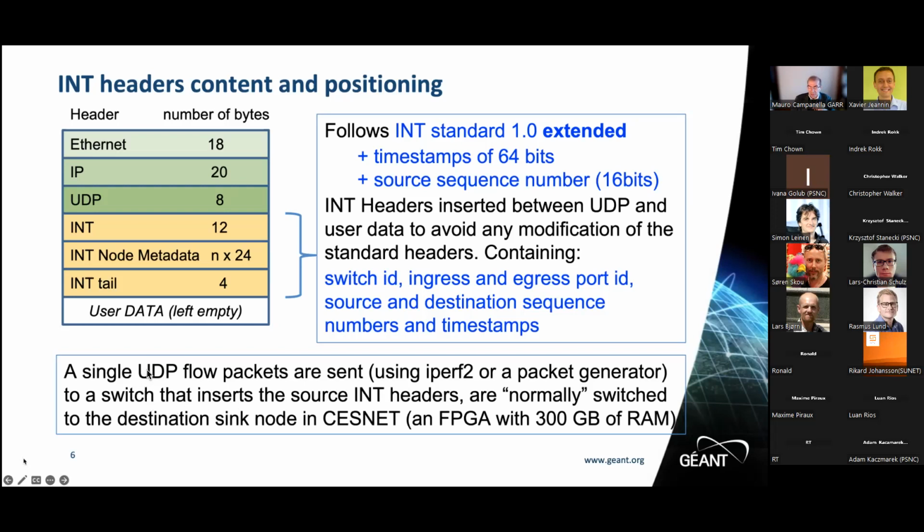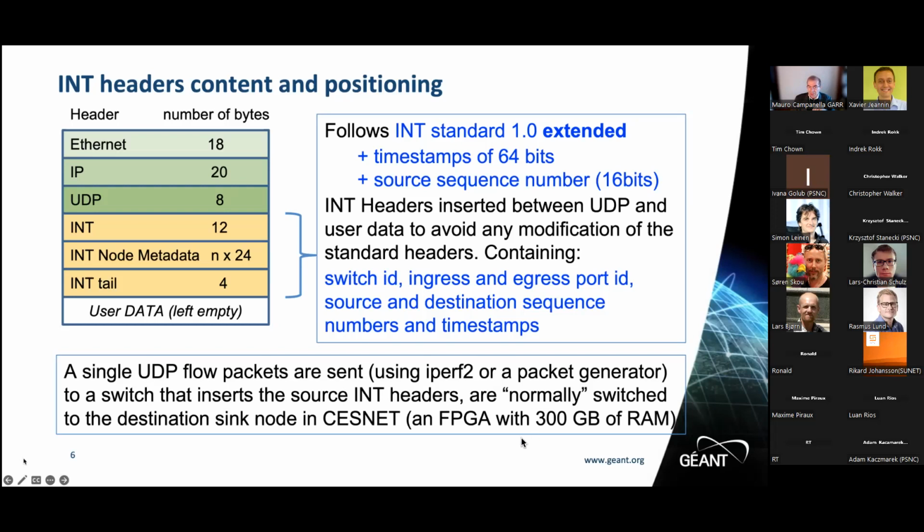We tested between A and B, two sites, two countries if you want, a single UDP flow, and the packets are generated either by iPerf, which is a usual tool, or iPerf 3, but we chose iPerf 2, or a packet generator to have more precise timing. And we will see what happens.